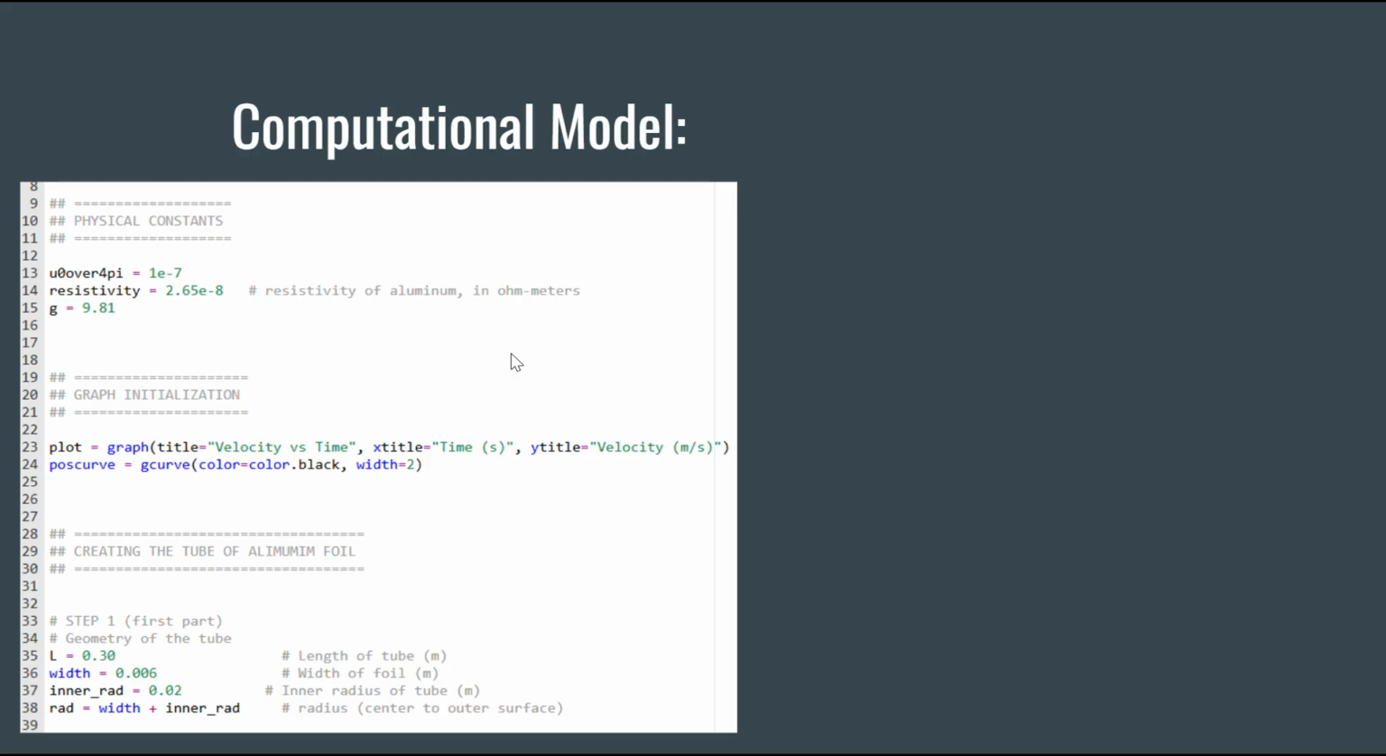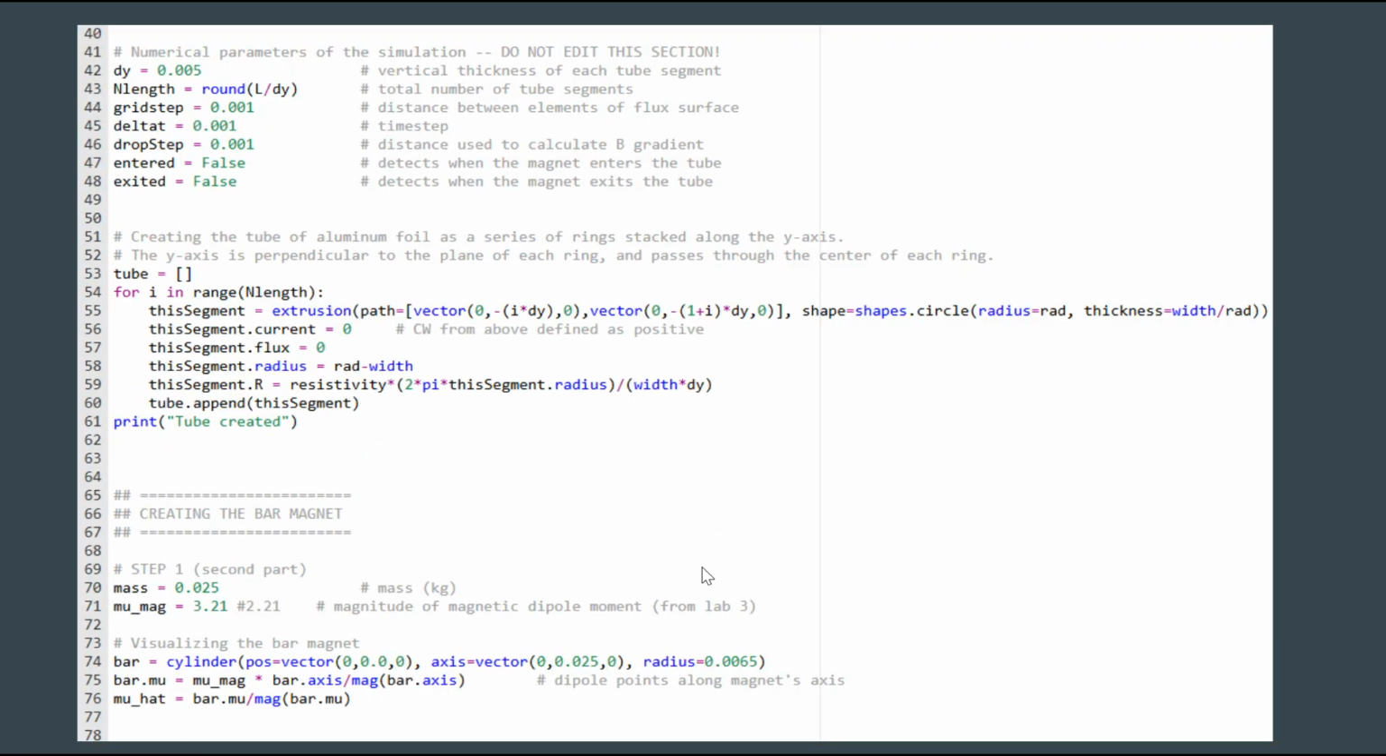All right, so here's the start of our model. Here are just the physical constants, and then here's us filling out the geometry of the tube. These are the parameters of the simulation, and then this creates the tube of aluminum foil as rings stacked along the y-axis. This section of code creates the bar magnet.